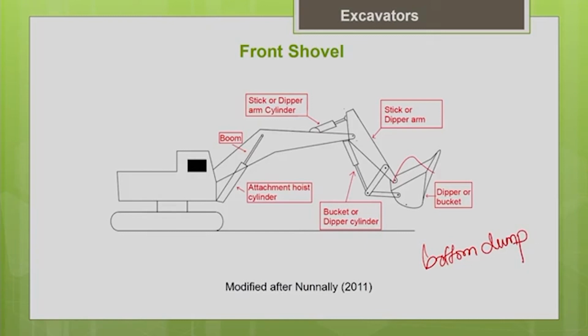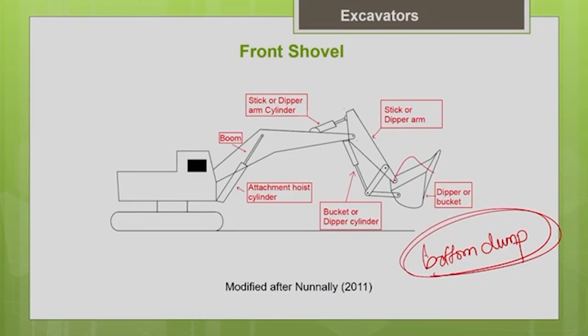Through the bottom there will be an opening which will facilitate you to dump the material. But the main limitation of the bottom dump is that these buckets are heavier, so that will limit the lifting capacity of the bucket. Otherwise the advantage is you can easily dump the material without much spillage. So that's the advantage with the bottom dump bucket.